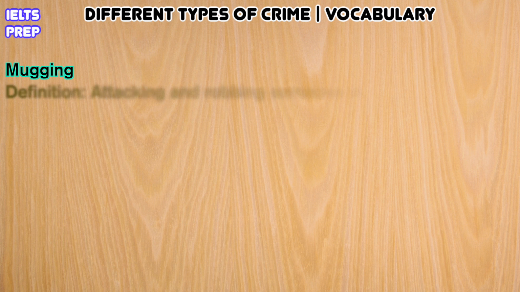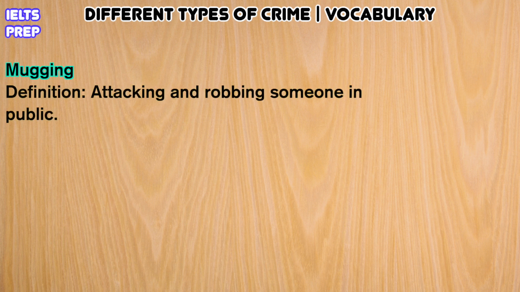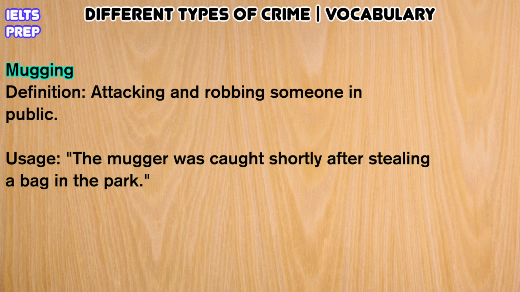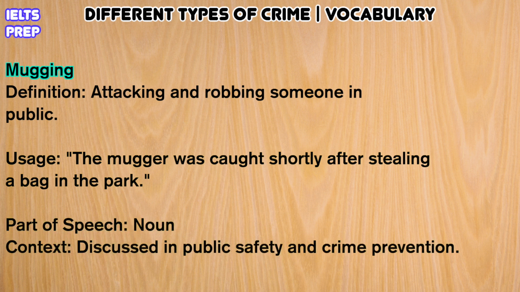Mugging. Definition: attacking and robbing someone in public. Usage: the mugger was caught shortly after stealing a bag in the park. Part of speech. Noun. Context: discussed in public safety and crime prevention.